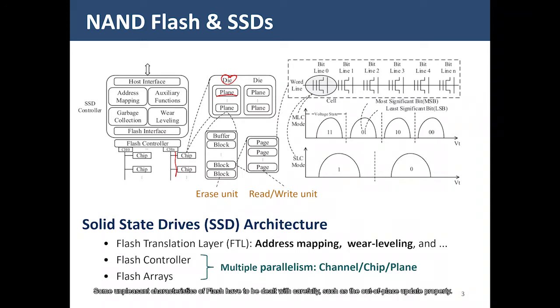But some unpleasant characteristics of Flash have to be dealt with carefully, such as the out-of-place update property. That is, the erase operation is at the block granularity, while read and write are at the page granularity. So we need address mapping and garbage collection to manage the flash memory.